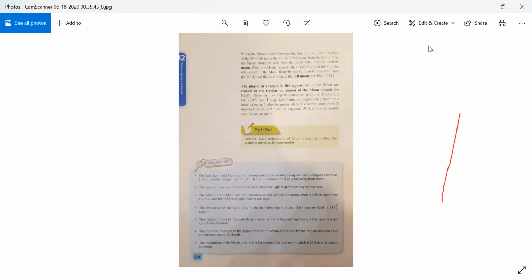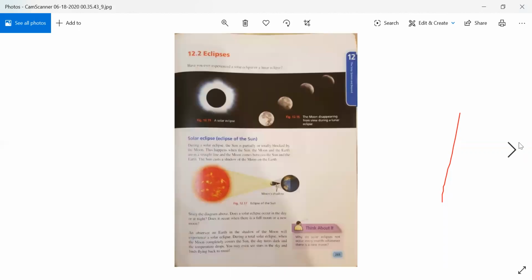In the Gregorian calendar, a month varies from 28 days in February, 29 days in a leap year, 30 days in some months, and 31 days in others. This we all know, how many days are there in the Gregorian calendar. And if we are talking about the lunar calendar, the lunar calendar is basically based on the moon, that when the moon changes and when the new month arrives. Now page number 265.